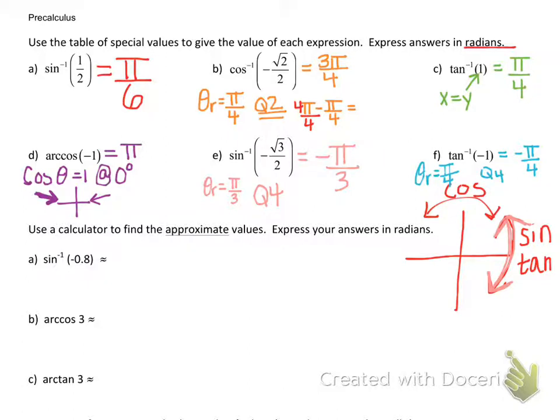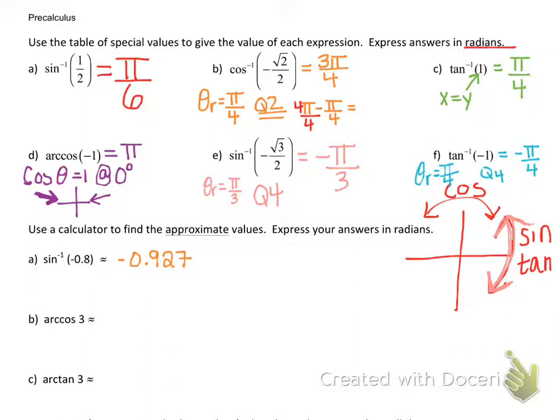Okay, so the next part of this is just using our calculator to approximate and to see if we are doing the calculator steps correctly. When you do sine inverse, so you have to use second sine of negative 0.8, you get about negative 0.927. So go ahead and do that and make sure you're getting what I'm getting.